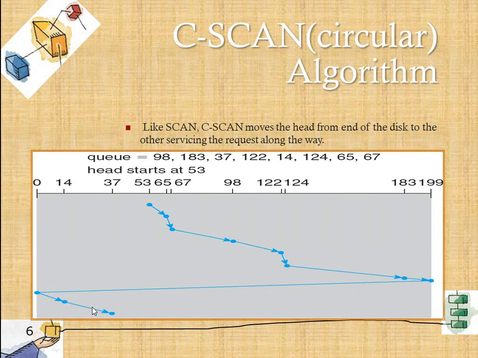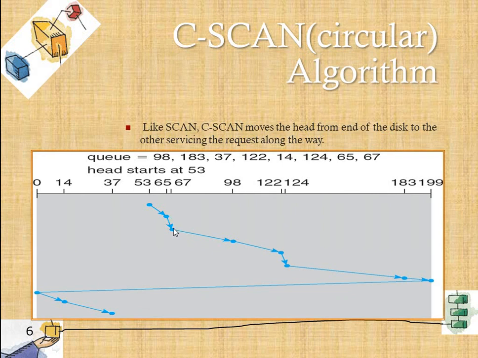Okay, so this is the difference, right? So let us take an example to make it more clear. Now, as you can see in our request, initially our head position is at 53. From 53, it has started serving on the right hand side. So from 53, the next request is 65.